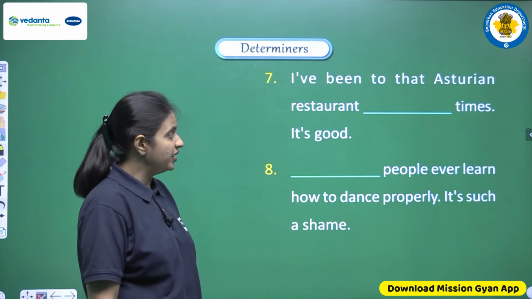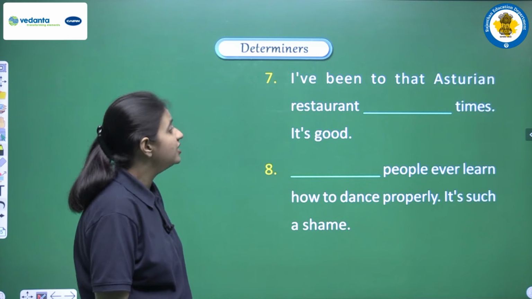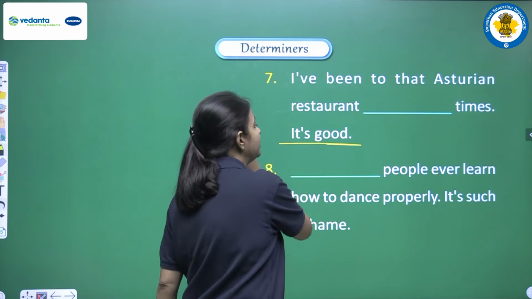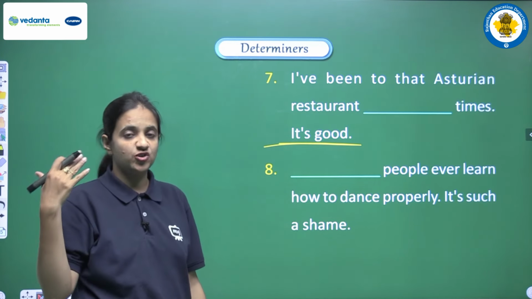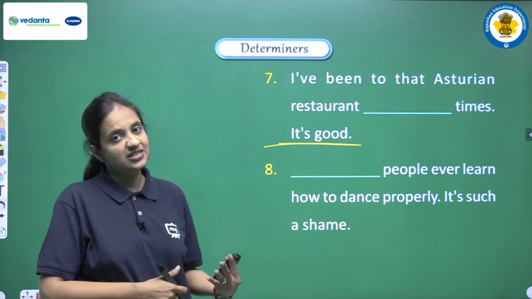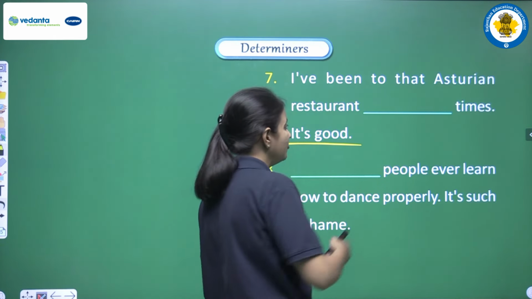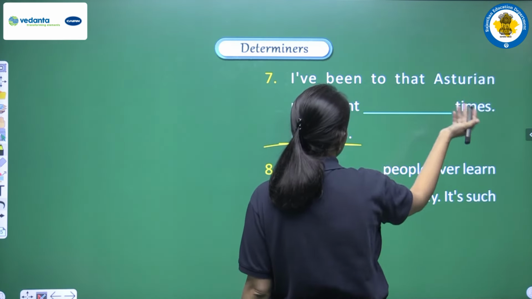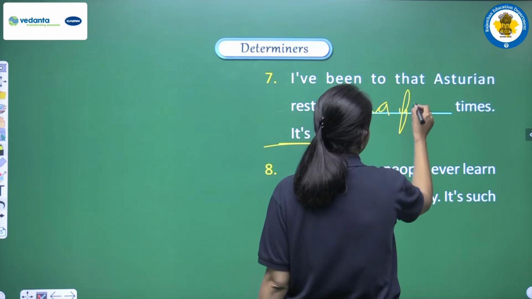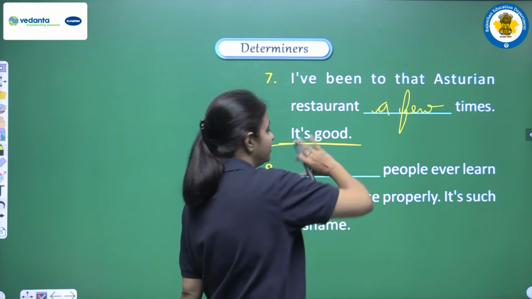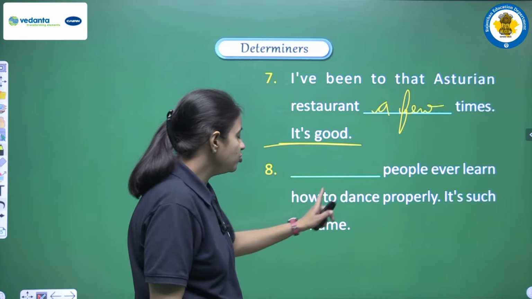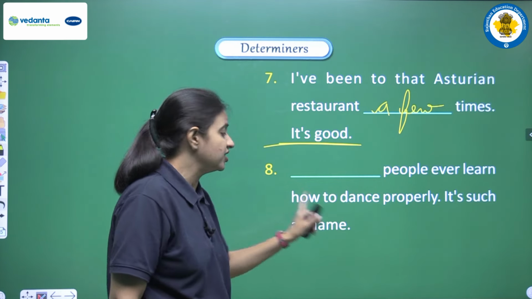Next is: I have been to that Austrian restaurant times, it is good. So here we are saying that we are in that condition to say that that restaurant is a good one, and जब कोई restaurant good है, so it means हम वहाँ पे जाते रहते हैं. So here we will write that I have been to that Austrian restaurant a few times and it is good.